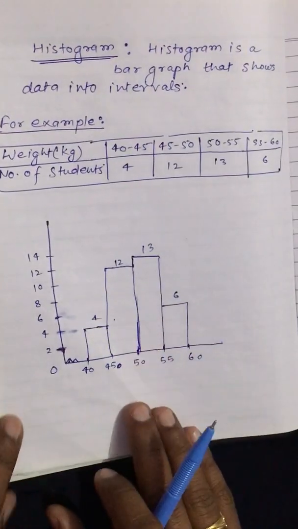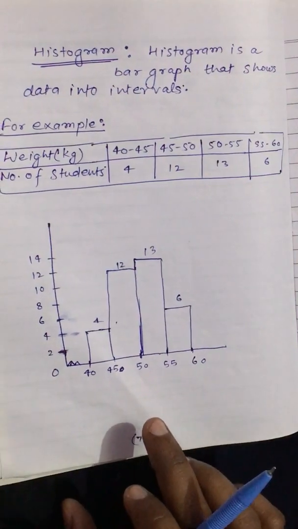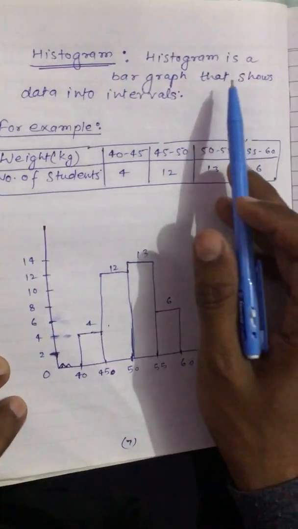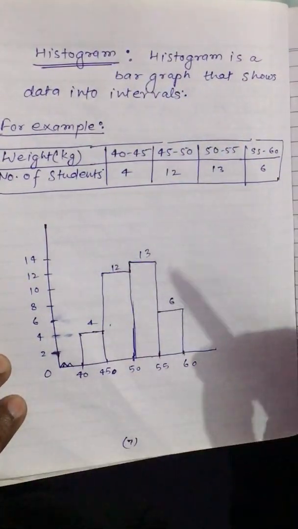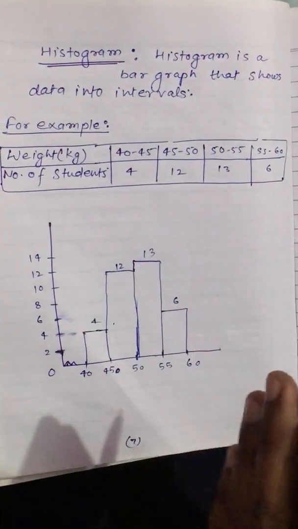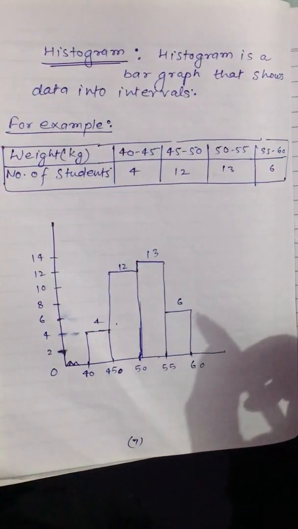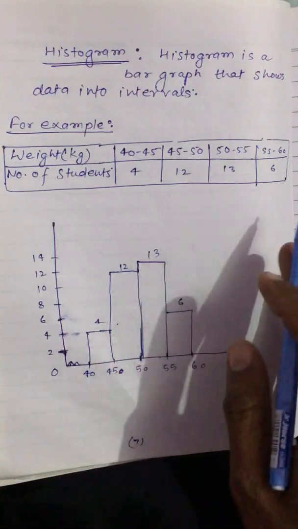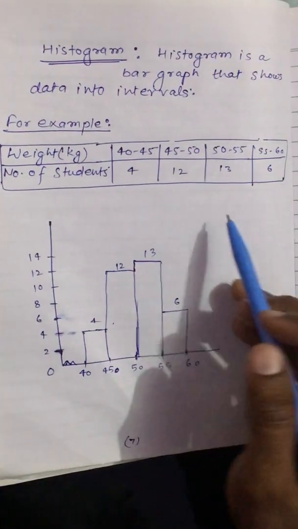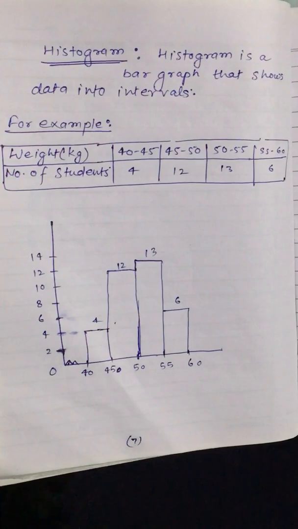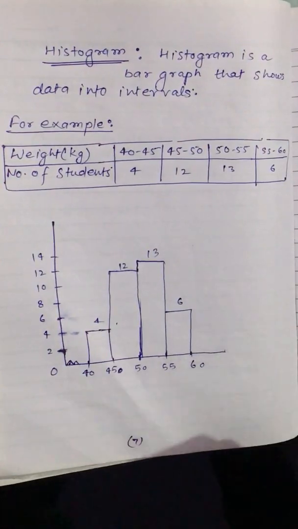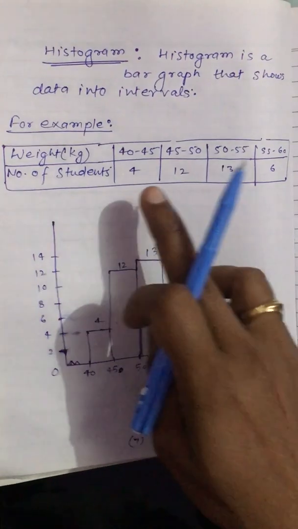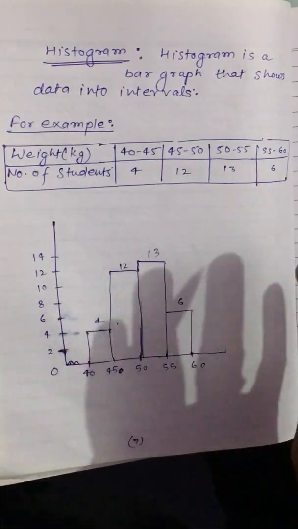Next we're going to talk about the histogram. I hope you can see everything here. What is a histogram? A histogram is a bar graph that shows the data in intervals. We know the bar graph, right? Before, bar graphs do not have intervals, they have actual data. But here we use intervals. Why intervals? Because if the number of people is a lot, we cannot put everybody's data singly. So we give intervals, like from 40 to 50 or 40 to 45.